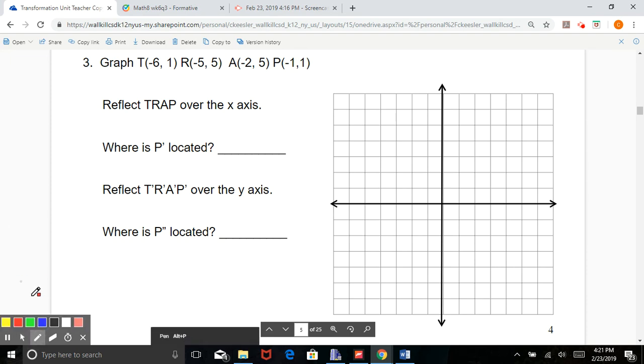-6, -1. Whoa, excuse me. Try again, Mrs. Kiesler. All right, -6.